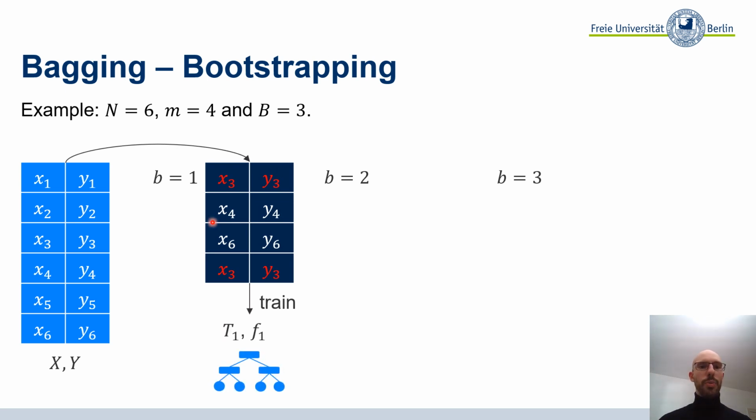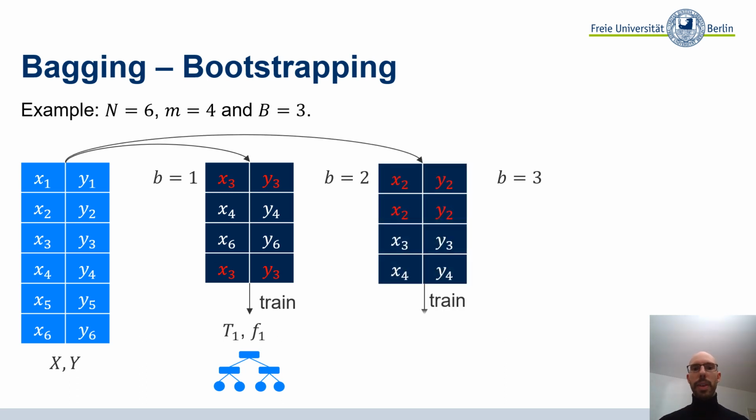So we're just going to randomly select x3, y3, and so on. And we do that with replacement. This is an important point of bagging. We do the selection of the samples with replacement. So in this case, for example, x3 and y3 appears 2 times. So it's possible for data points to appear multiple times in our bagged data sets. And then we perform a training and end up with a tree, in this case T1, representing a function f1.